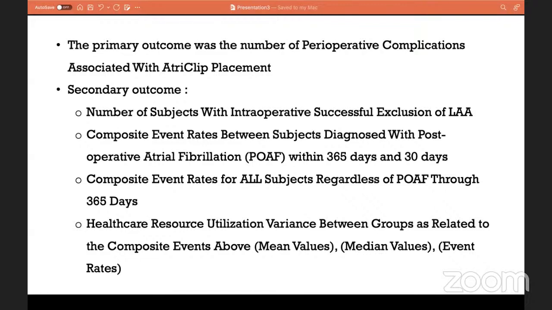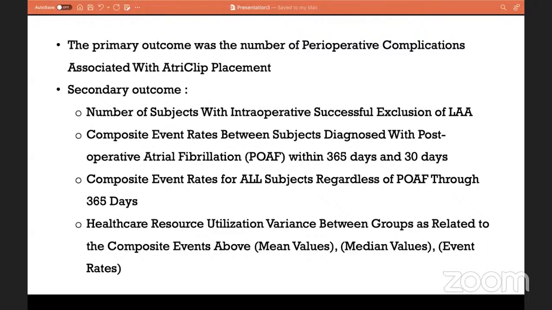For their secondary outcomes, they had the number of subjects with intraoperative successful exclusion of the left atrial appendage, and their criteria of successful exclusion included no flow between the left atrium and left atrial appendage, and less than 5 millimeter left atrial appendage remnant by intraoperative transesophageal echocardiography with Doppler.